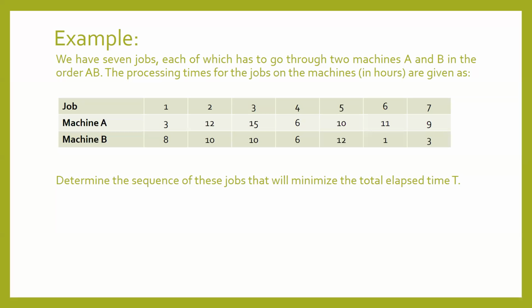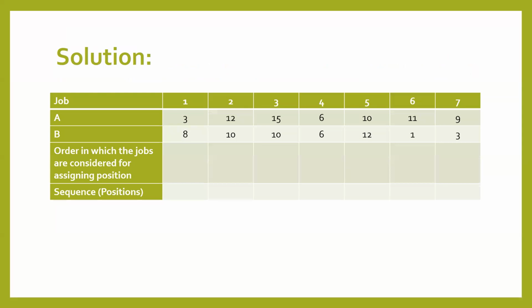What are we supposed to do? We are supposed to find the sequence of these jobs that will minimize the total elapsed time, and it is denoted by a capital T. Okay, so let us see the solution now. This is my table.